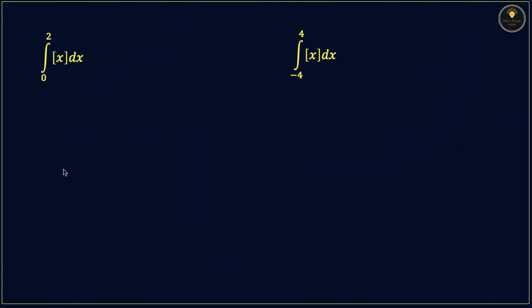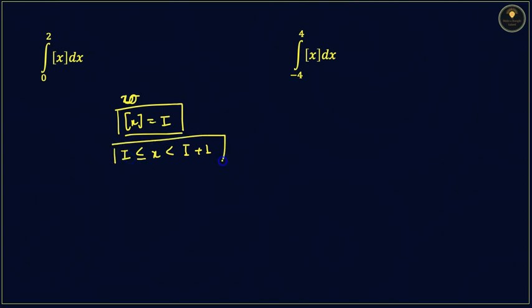Firstly, we'll understand what the greatest integer function is. Whenever we write the greatest integer function, we have to understand that it is always an integer. If I write GIF of x equal to I, then x lies between I and I plus 1, and we get the value of the greatest integer function as I.